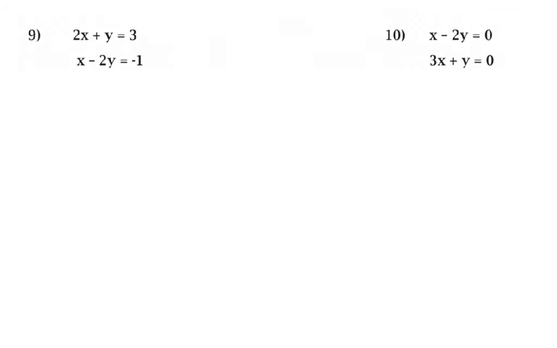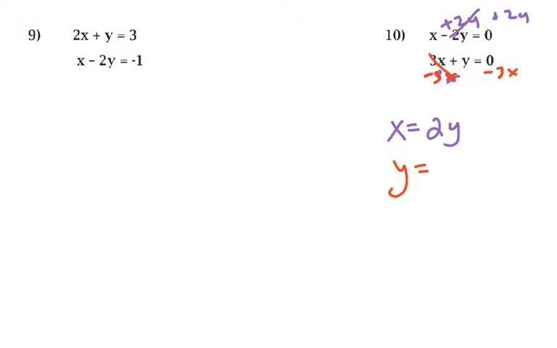Okay, number 10, I'm going to choose to do plus 2y on both sides on the first equation. You could subtract 3x on both equations. You could do both of them. Let's do that, that would be interesting. So if I add the 2y, I would have for my first equation x equals 0 plus 2y. For my second equation, I'll do this one in red. If I subtracted 3x, I'd have y equals negative 3x.